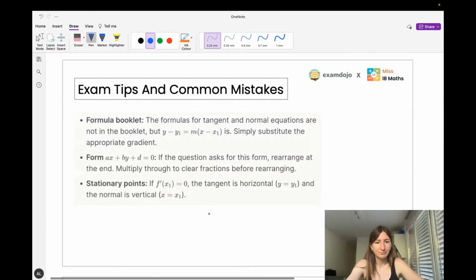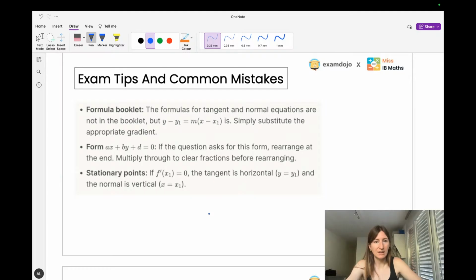Okay, so don't forget that your formulas are in the formula booklet like this. You just have to look for it. It's not in calculus, it's in functions. Then if it asks for a particular form, highlight that in the question so you don't forget to put it in this form, because that's one easy mark at the end.